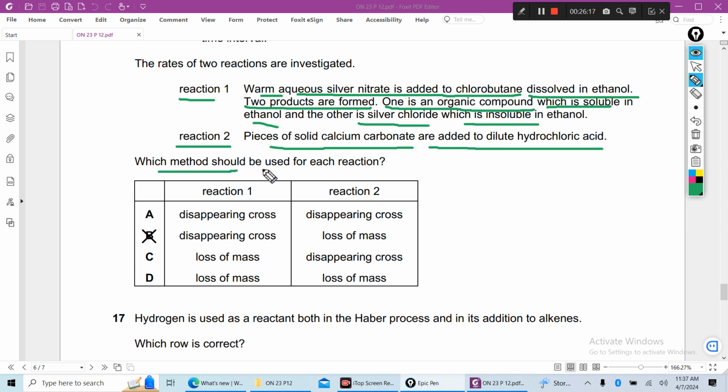Which method should be used for each reaction? You see, number 1, the disappearing cross method is applicable, because as solid silver chloride is formed, the cross sign will disappear, and this method is applicable for this reaction. Number 2, loss of mass: as carbon dioxide will escape, the mass gradually decreases. So the loss of mass method is applicable for this reaction.